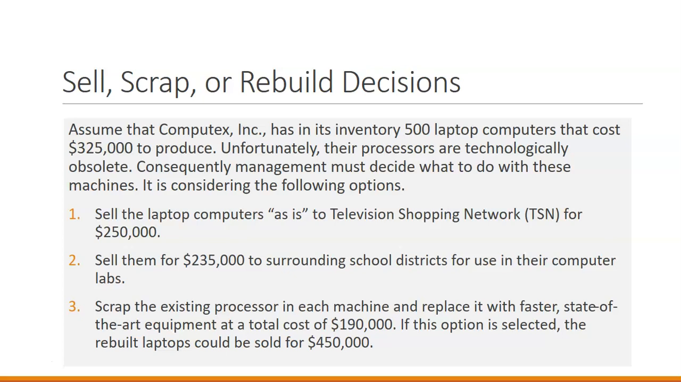This next decision is whether to sell, scrap, or rebuild. So when we have issues in production, in this example, we have laptop computers that are obsolete. They have obsolete processors. We have 500 of them in our inventory. We have to decide what we can do with them.